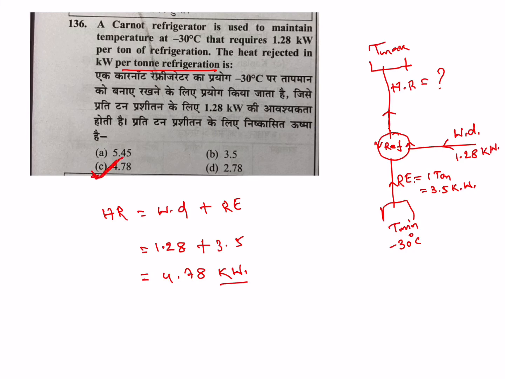Strain has dimension. Strain is change in length to original length. Length by length, M to the power 0, T to the power 0, L to the power 0. C is your correct answer.